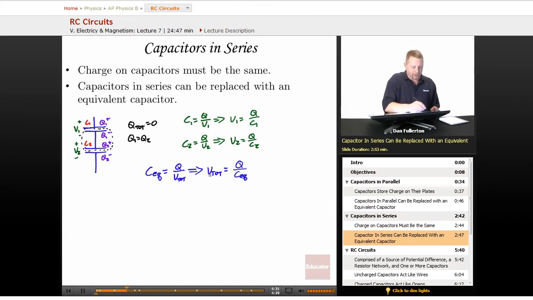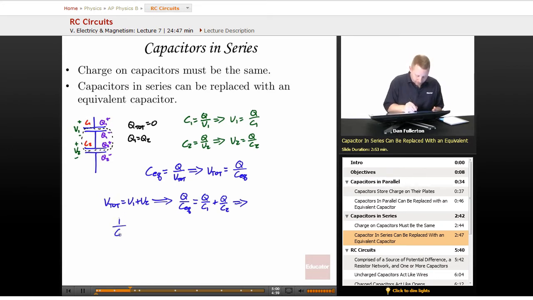Well, the total voltage must be equal to V1 plus V2. So if we write V total equals V1 plus V2, I can replace V total with Q over C equivalent. V1, we just found out, is Q over C1, and V2 is Q over C2. Well, if I divide both sides by Q, what I then get is 1 over C equivalent is 1 over C1 plus 1 over C2, and that will go on and work for as many capacitors as you happen to have in series as well.